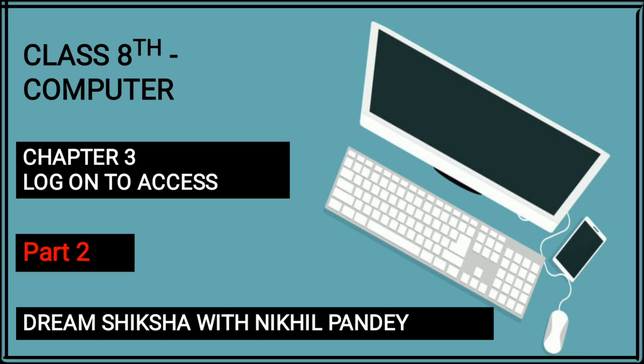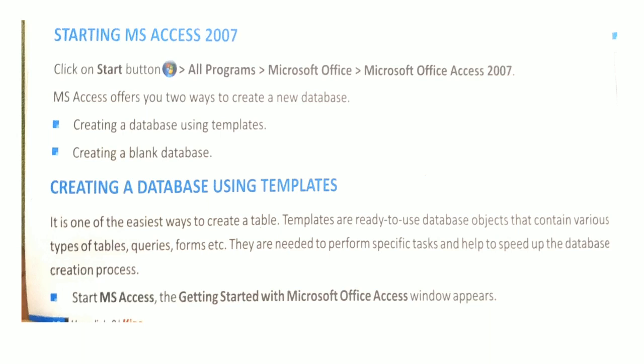Students, in the previous session we started chapter 3, Log on to Access, and discussed part 1. In part 1 we talked about the introduction to MS Access, features of MS Access, and the MS Access 2007 interface. Today we are going to start part 2 and continue the chapter with the topic Starting MS Access 2007. So let's start with the session.